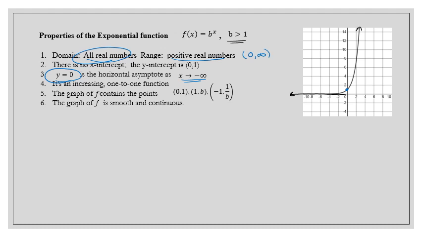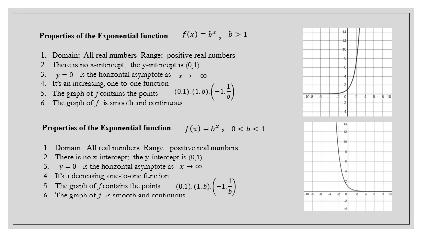Okay, if the base is greater than 1, since it's one-to-one, it has an inverse, which we'll be talking about later. And these are 3 points that are always on the graph. So 0, 1, and then 1 comma b, negative 1, 1 over b. The graph is also smooth and continuous. So continuous, just think of that as being you could graph it without picking up your pencil. Smooth means it has no cusps or corners like the absolute value function has.